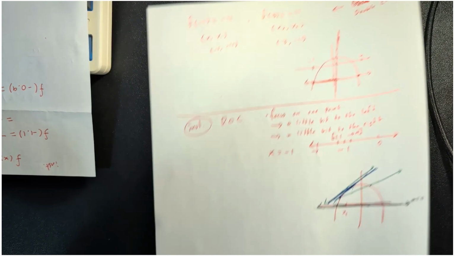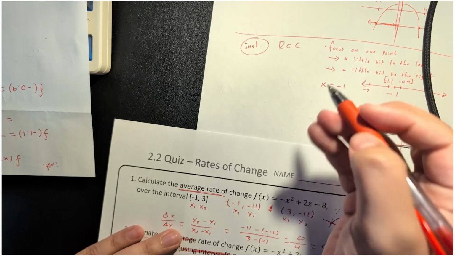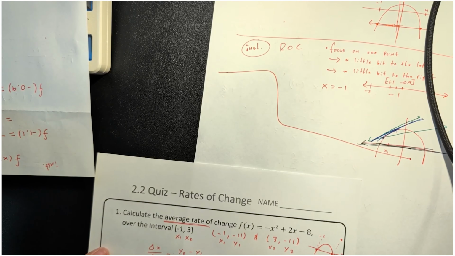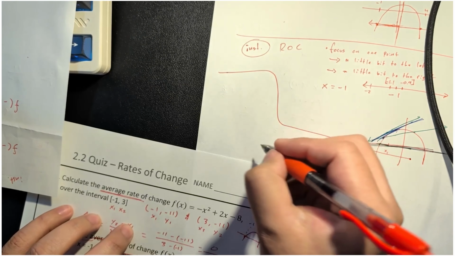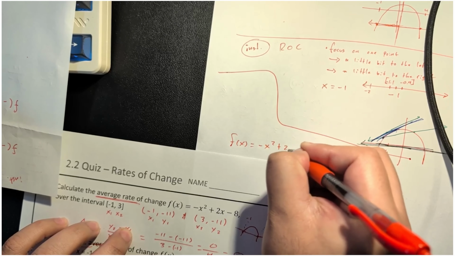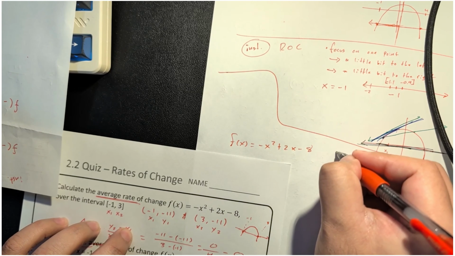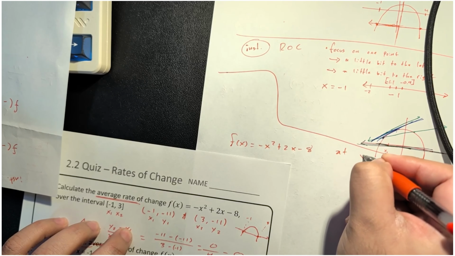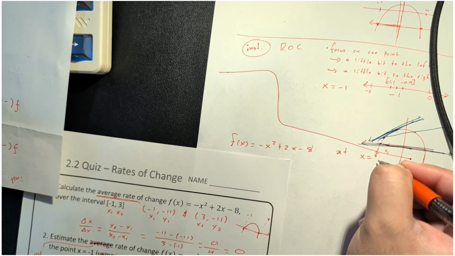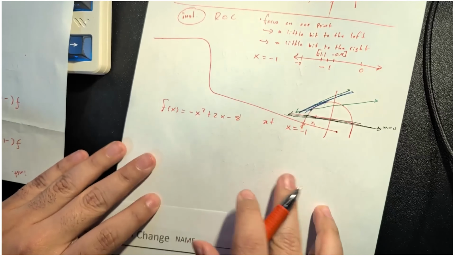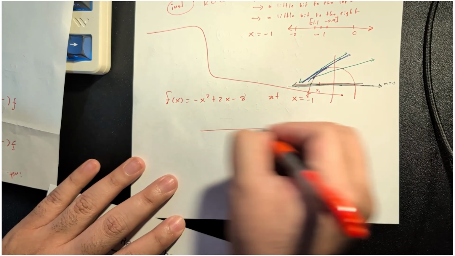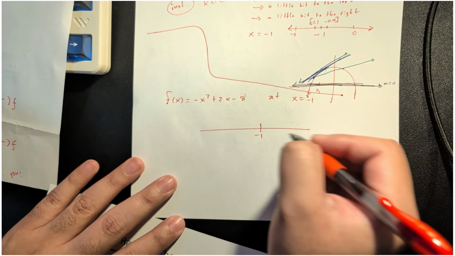Okay, so let's do an extra problem. So let's say I have the same function. f of x is equal to negative x squared plus 2x minus 8. And I want to look at the instantaneous rate of change at x equals negative, let's do negative 1/2. Right? So we are at negative 1/2. No, negative 1, my bad.